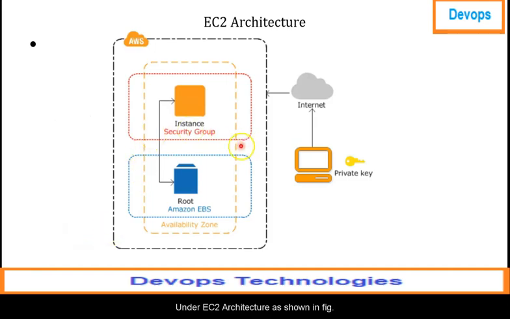Under EC2 architecture, as shown in the figure, the instance is an Amazon EBS-backed instance, meaning that the root volume is an EBS volume. You can either specify the availability zone in which your instance runs or let Amazon EC2 select an availability zone for you. When you launch your instance, you secure it by specifying a key pair and security group. When you connect to your instance, you must specify the private key of the key pair that you specified when launching your instance.